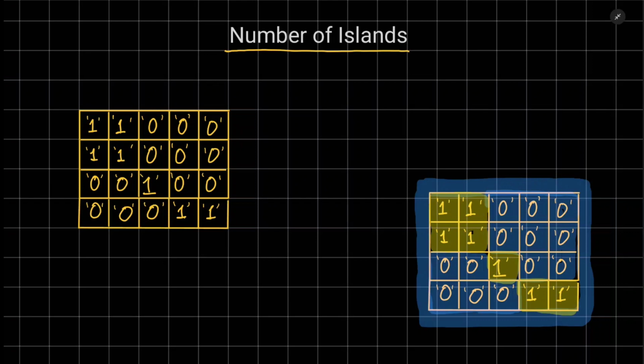So as you can see in the matrix here, this is one part of land, this is another part, and this is another part. Note that ones which are diagonal are not adjacent. So the answer to this question will be 3, as there are 3 islands. It is very similar to yesterday's problem of the day, which was relatively easy.